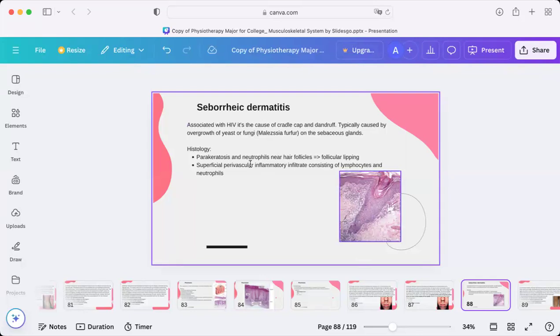There could be a perivascular inflammatory infiltrate consisting of lymphocytes and neutrophils. I don't think that's very high yield. I think I would remember follicular lipping. Follicular lipping is going to be parakeratosis. We said that that's going to be presence of the nuclei in the stratum granulosum and neutrophils near the hair follicles. And it makes sense that it would be next to the hair follicles because it affects the sebaceous gland. And we know that the sebaceous gland and the hair follicles all make up a unit together. This is a good image, honestly, for you guys to know.